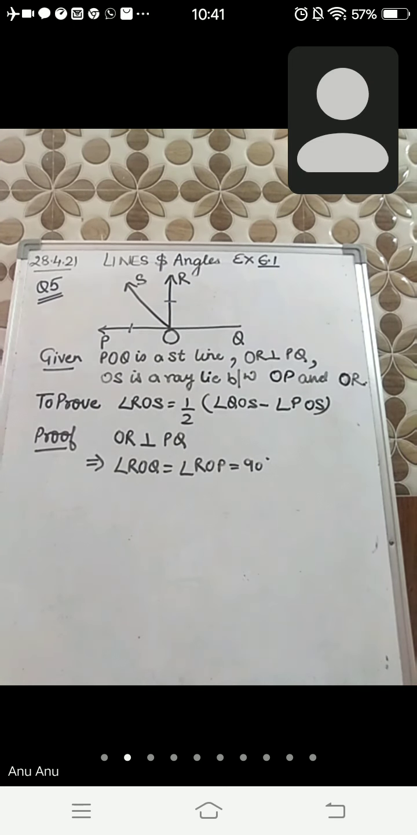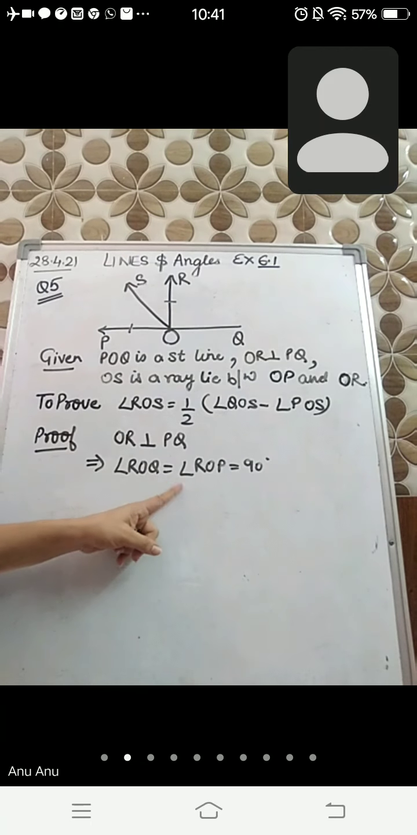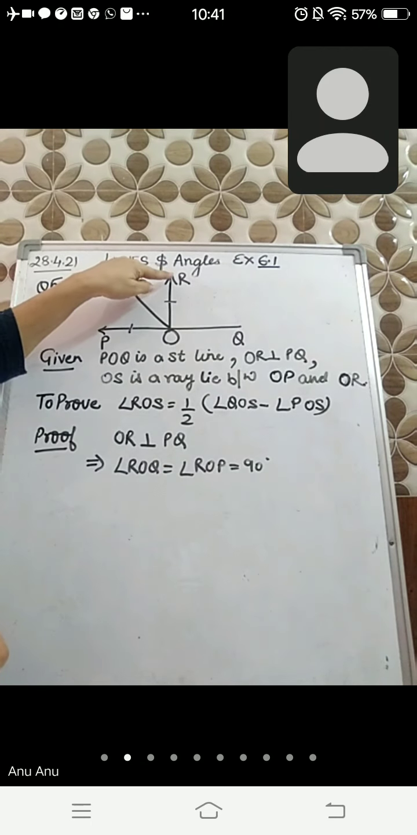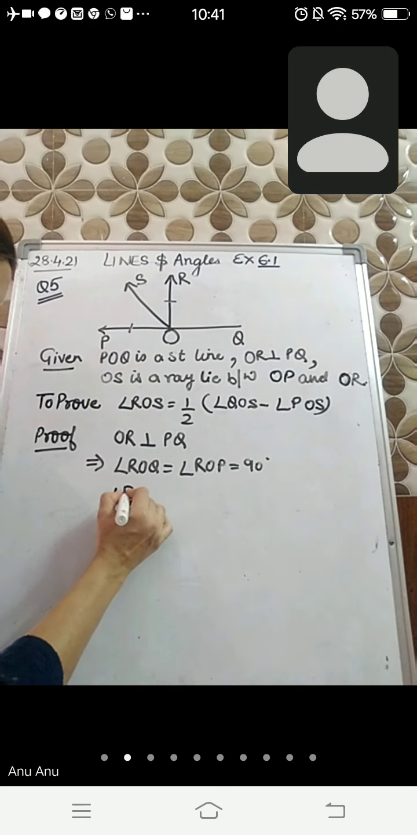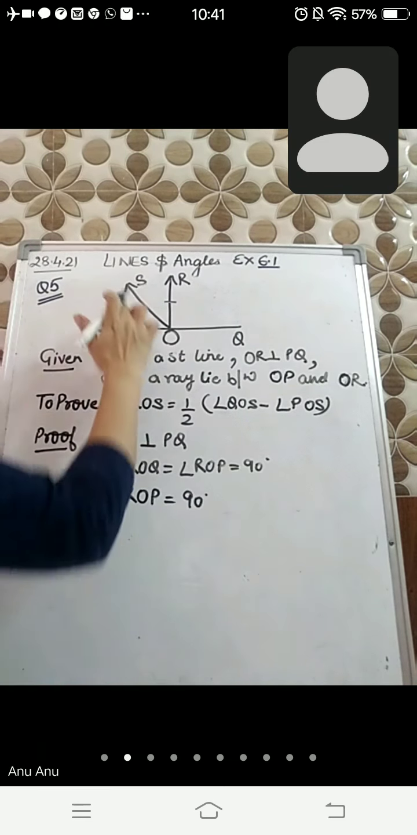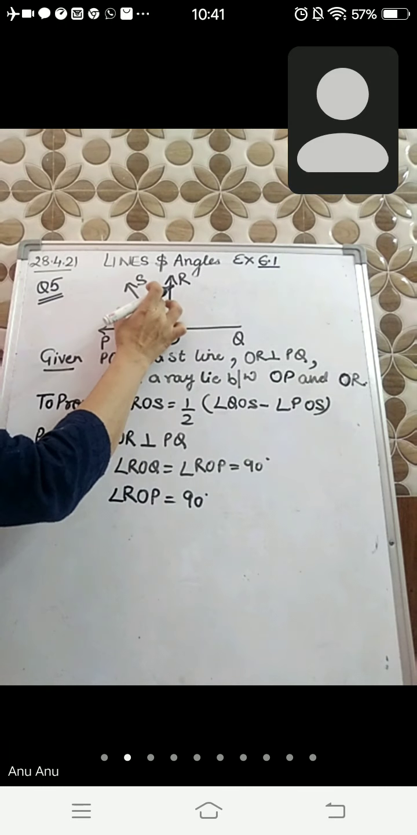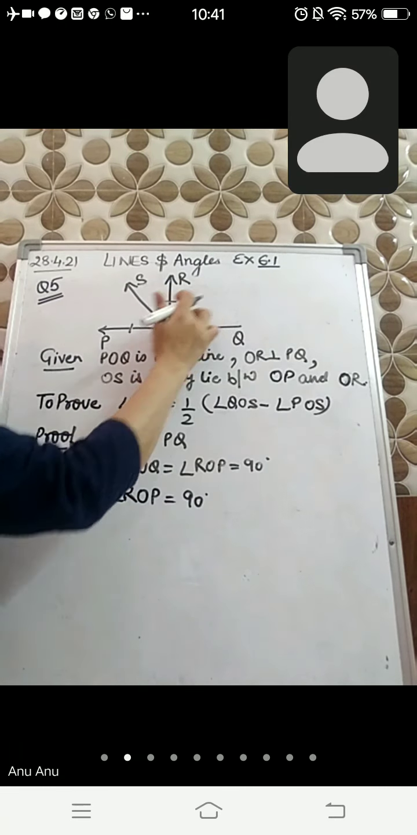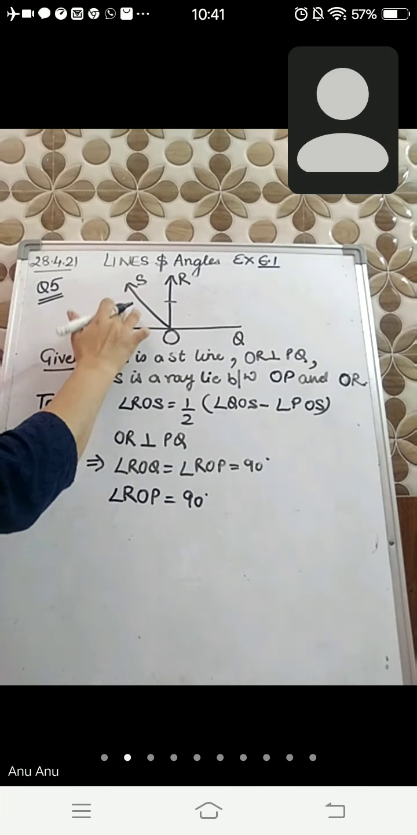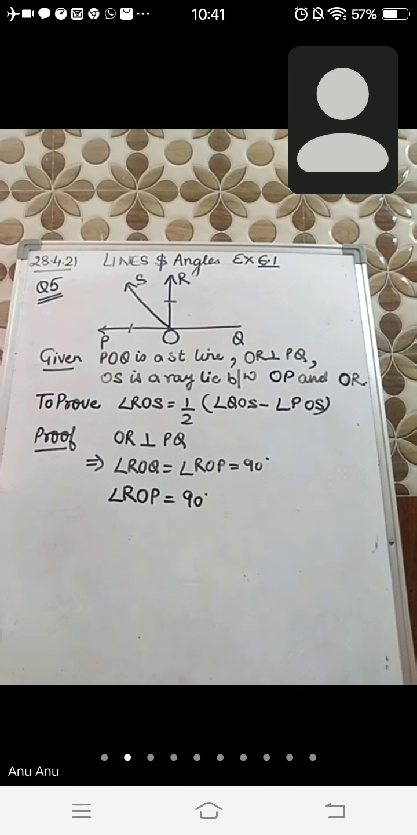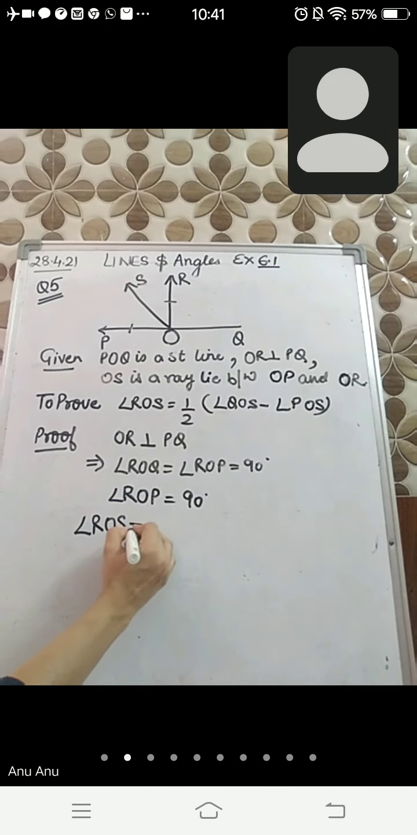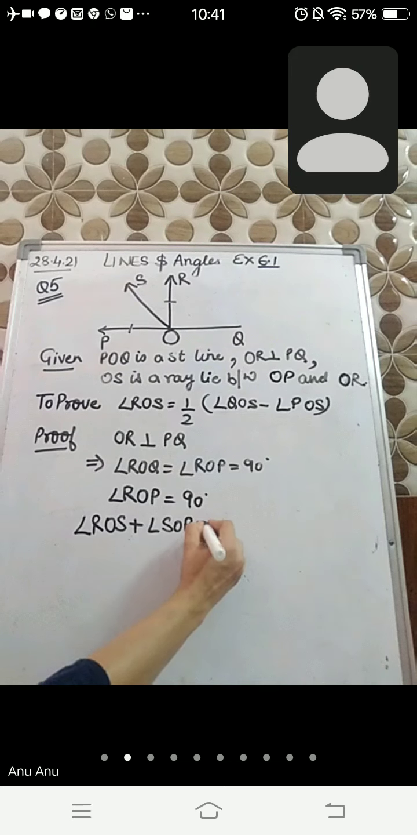So can I use this concept? Can I break up this ROP as ROS plus SOP? ROP is equal to 90. Actually, both the things are given, but I am starting with the left side, because nothing is given on the right hand side. So let's start with the left side. On the left hand side, ROP is there, which is 90. And can I write ROP as ROS plus SOP is equal to 90?